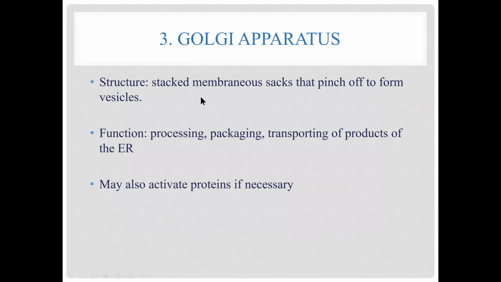Stacked membranous sacs that pinch off to form vesicles, processing, packaging, transporting products, may activate proteins if necessary. Probably some of the folding goes on here. Remember we talked about primary, secondary, tertiary, and quaternary structures of proteins. Probably some of the secondary and tertiary folding goes on in the Golgi apparatus, okay?